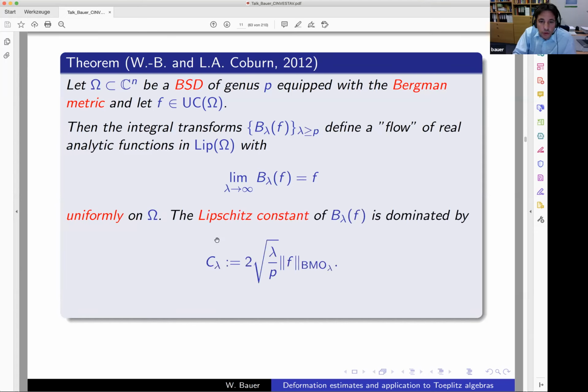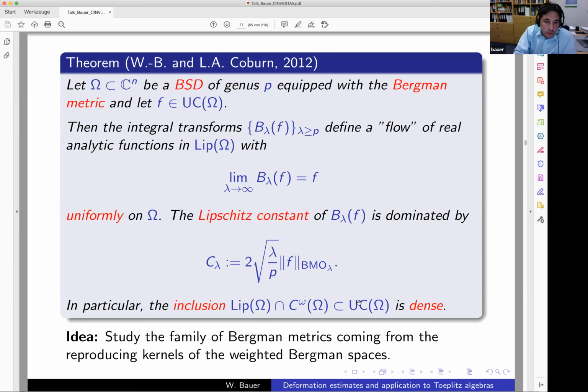You can still control the Lipschitz constant. They blow up in general if lambda goes to infinity by some BMO semi-norm of f with some constant in front. And again, you have the same result. Also for the bounded symmetric domain, you get a very explicit approximation of uniformly continuous functions by real analytic Lipschitz functions, and the inclusion is dense. Okay, this was the idea.